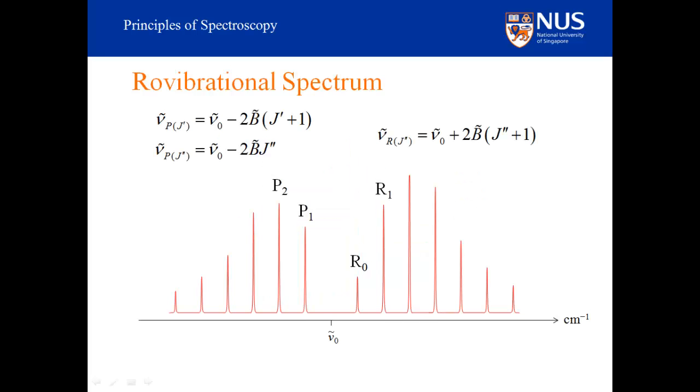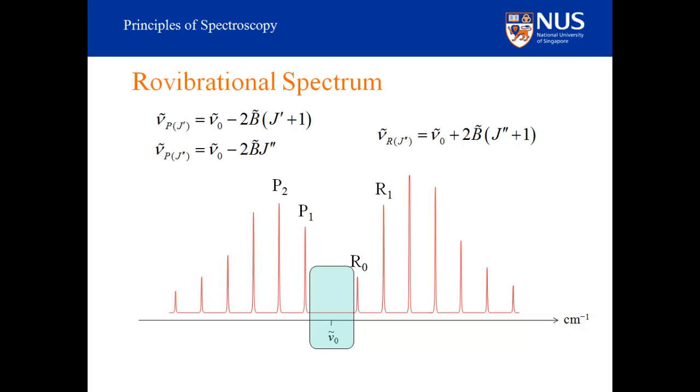Here is the rovibrational spectrum predicted by our expressions for the spectral line frequencies for transitions in the P and R branches. Note the gap I spoke about, which occurs at the fundamental frequency. The first line at higher frequencies is part of the R branch, and we identify it as R0 because it is associated with the J equals 0 to J equals 1 transition. And the first line in the P branch at lower frequencies is labelled P1 because it is going from the J equals 1 level to the J equals 0 level.